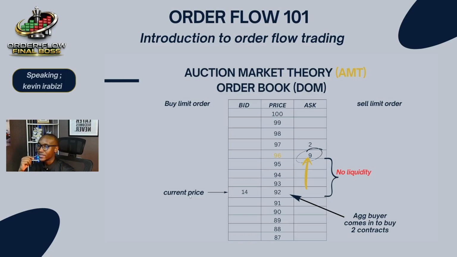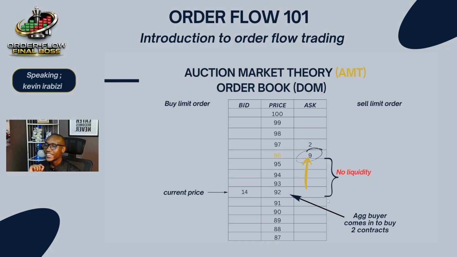Then Kevin, what happens if we get an aggressive buyer coming in? Listen carefully. So an aggressive buyer comes in right here and this buyer wants to buy 2 contracts aggressively. And this buyer is saying, Kevin, I want to buy 2 contracts aggressively. Fill me in right now. What happens? So when he places his order at price level 92, we find that we don't have any limit orders to sell to him at these price levels. Price level 92, price level 93, 94, and 95. What does that mean? There is no liquidity.